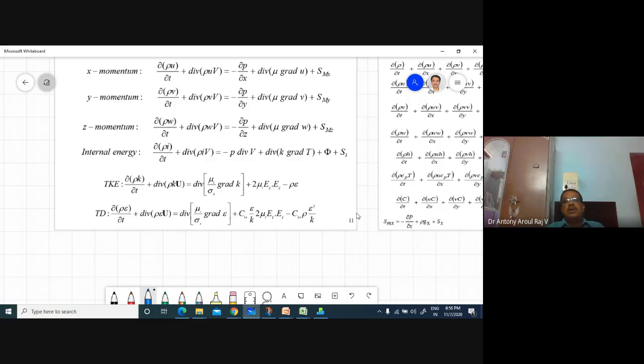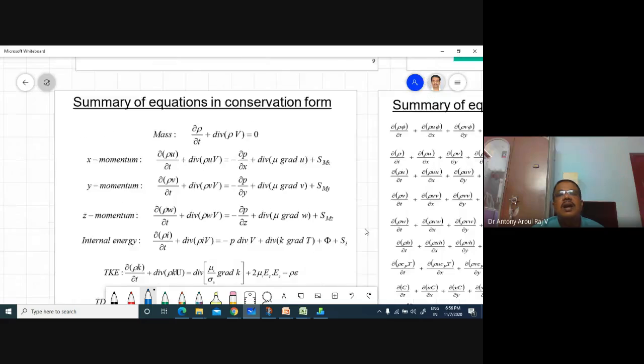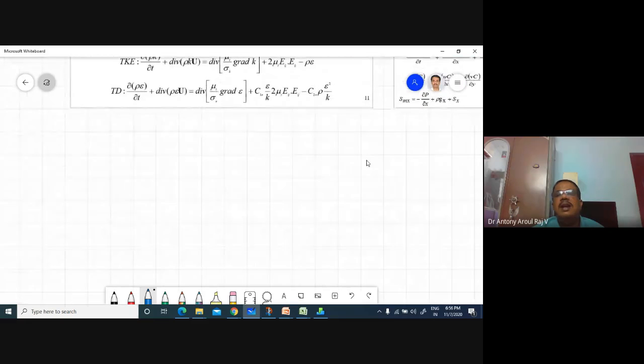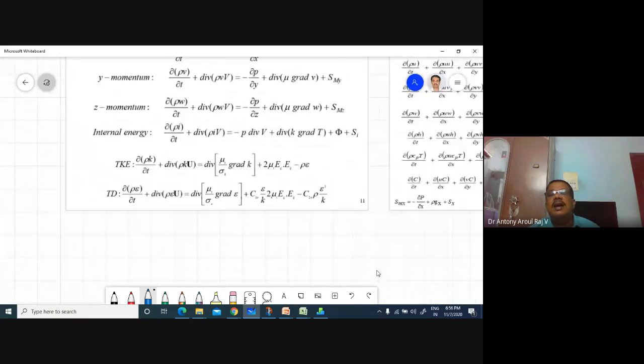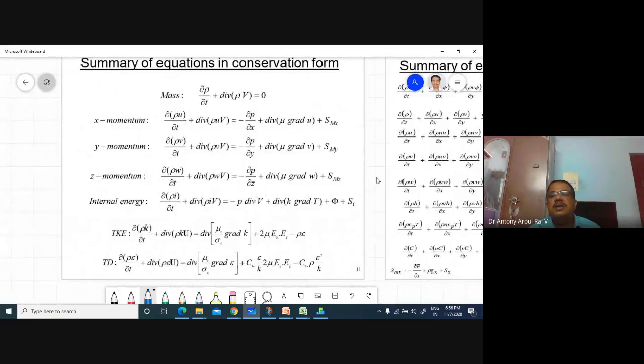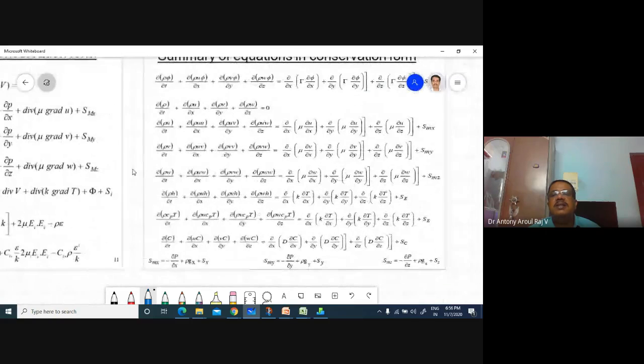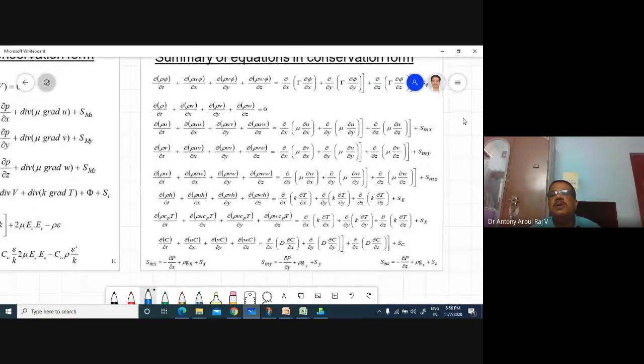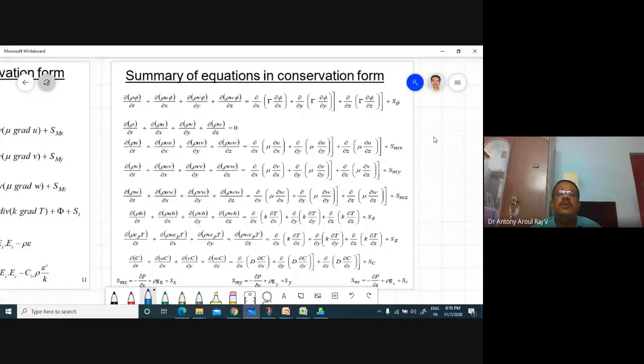Now I can expand these equations. I can take this del and expand these operators. When I expand these operators, all the equations appear in a very sweet form. The best thing is that it is highly structured, and it is very easy for you to understand.